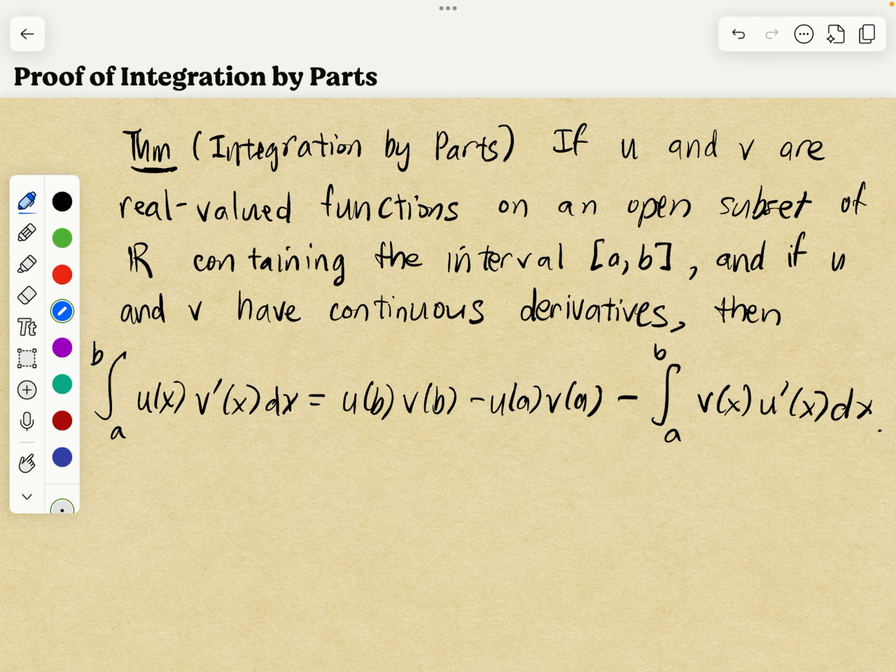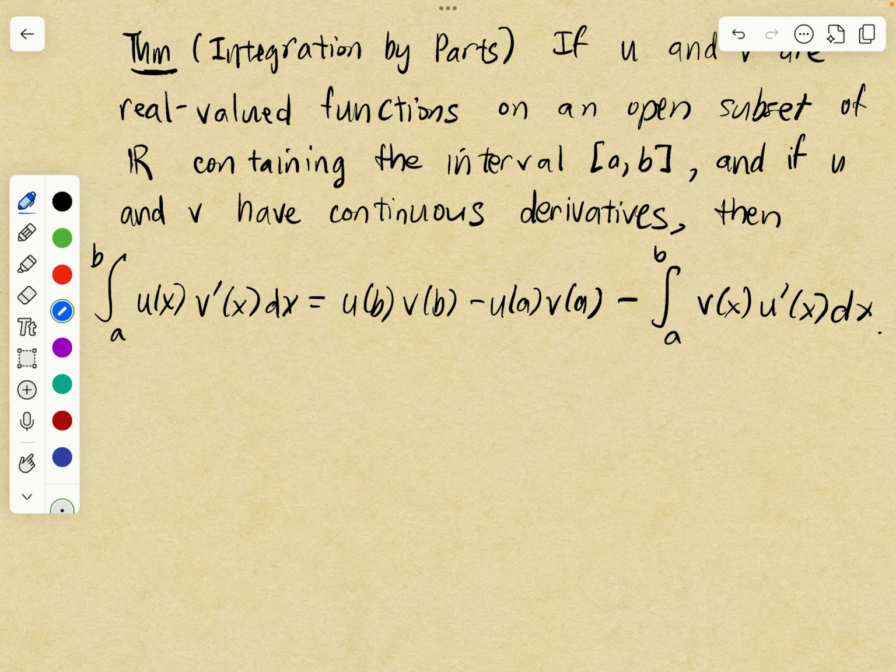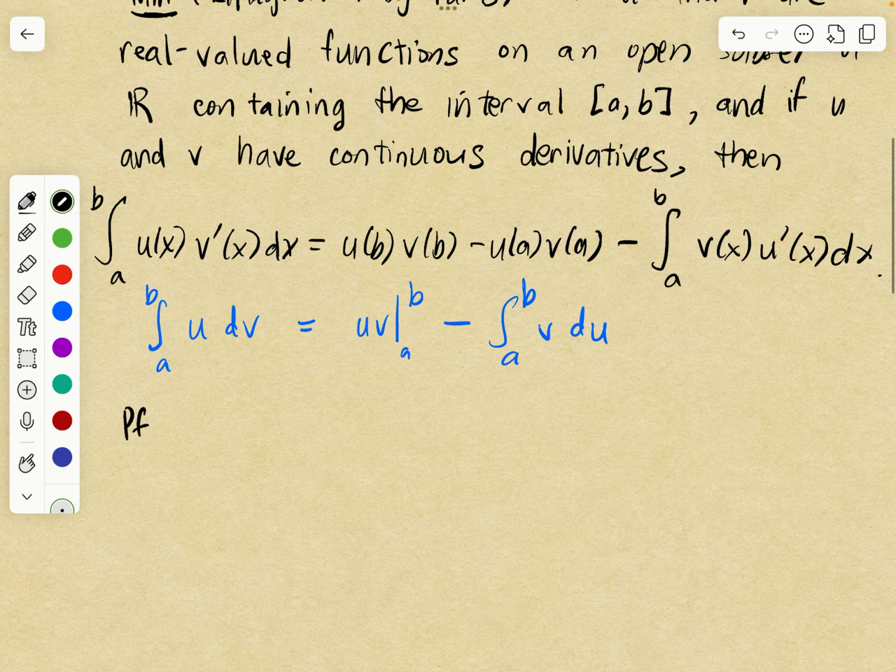This is often abbreviated by writing the integral from a to b of u, and then v prime of x dx is often written as dv. And then this constant is often written uv from a to b, and then minus the integral from a to b, and then v of x is v, and the u prime of x dx is du. So the integral of u dv is uv minus the integral of v du. That's often how it's phrased. So let's prove this.